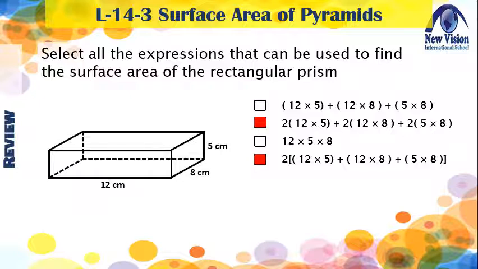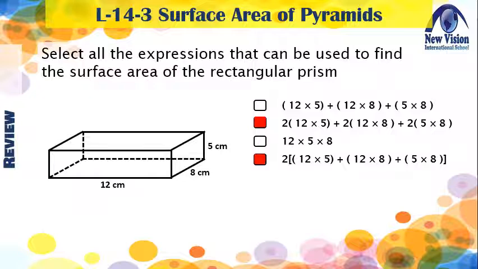Very good. The correct answer is the second and fourth choices. Why? A rectangular prism has 3 identical pairs of rectangular faces: a bottom and a top face, 2 side faces, and front and back faces. So we need to find the area of each pair and then add. As there are 3 such identical pairs, either we multiply 2 by each area and then add, or add the 3 areas and then multiply the total area by 2.